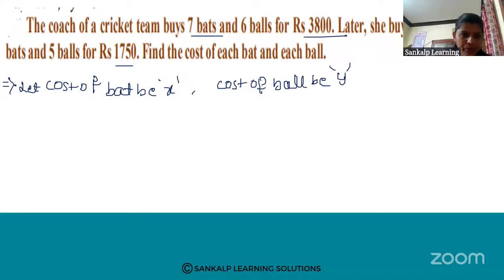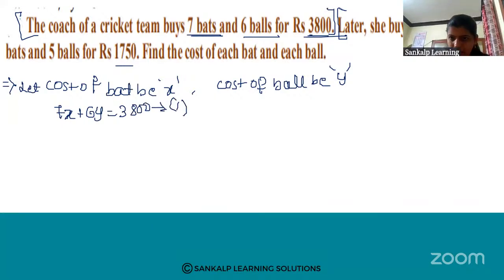Now, in this question, we are getting two parts. The first one is the cricket team buys 7 bats and 6 balls for 3,800. Later, that means in the second equation, she buys 3 bats and 5 balls. So, ನಮ್ಗೆ first equation alli en baratte: 7 bat is x plus ball is y, 6y is equal to 3,800. So, this is equation number 1. In the second statement, later she buys 3 bats, that is 3x plus 5y is equal to 1,750. This is equation number 2.